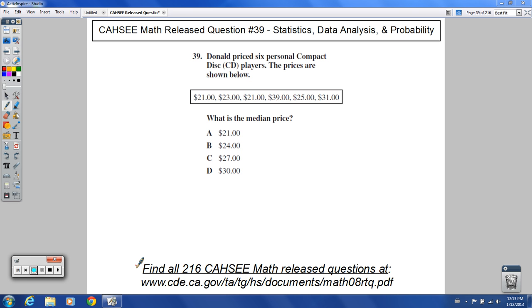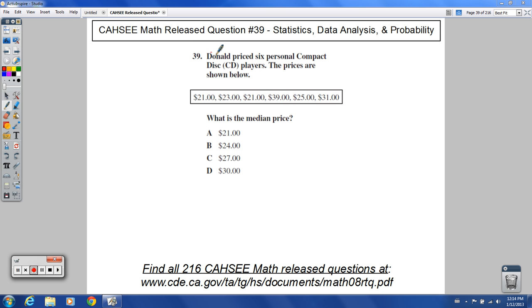Alright, welcome to release question number 39 for CAHSEE Math. And yes, we have made it to a new category. So 1 through 38 was all about what we said was number sense. Now we're talking about statistics, data analysis, and probability. And so we'll have a little from each one of those categories in this next group of questions. This one we're starting off with a little statistics. So we're doing some mean, median, and mode in the context of a lot of these problems here to start.